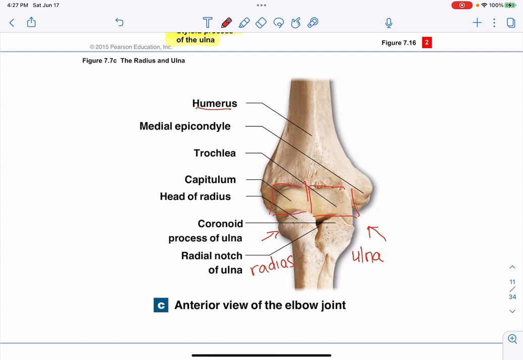You can't see all of the features because this is an anterior view. I don't know what is happening to my spelling.